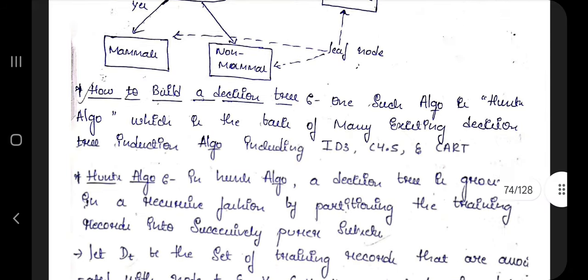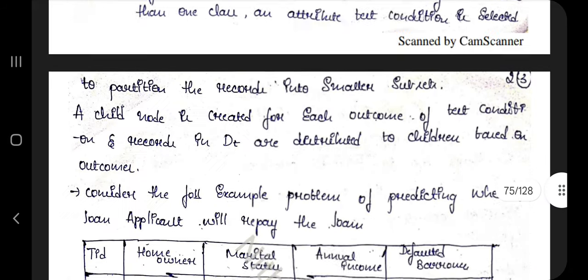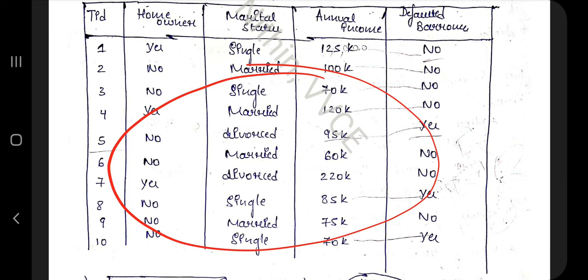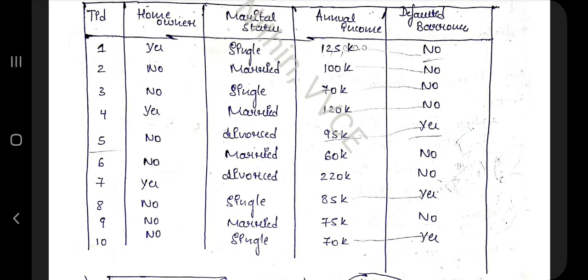Okay, so here's how to build a decision tree. The algorithm is written here. So here's a person, and the person's name is written, whether he will be able to pay the rent or not, that's what we are trying to find out. So some factors are here like homeowner, marital status, annual income, and default.